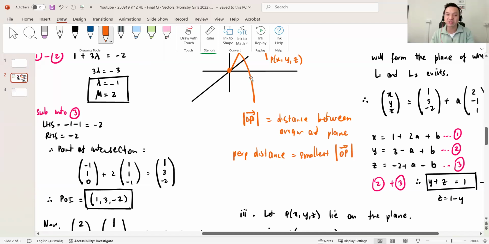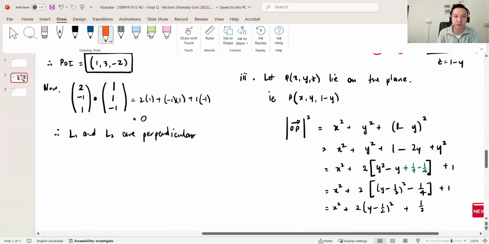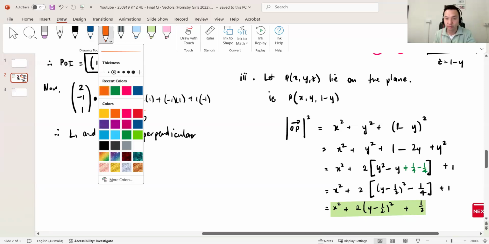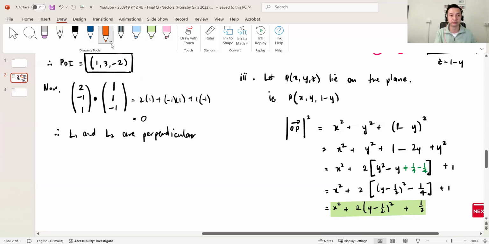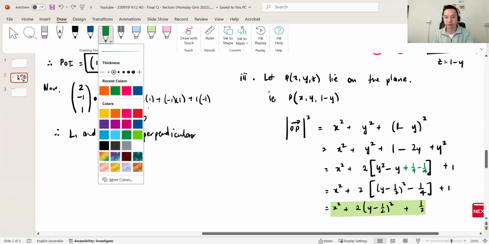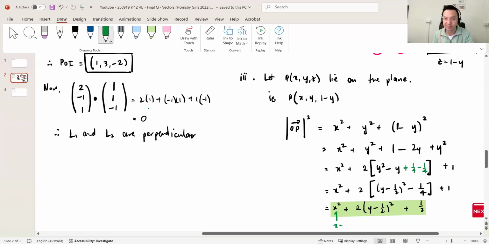Does that make sense? If I want the smallest value, you look at this expression here. How do I make this the smallest? Well, if this expression is something squared plus half, then the smallest value those two square terms can be is 0. For example, when x equals 0 and when y equals a half, both of these will be 0. So the smallest value this expression can take is basically a half.